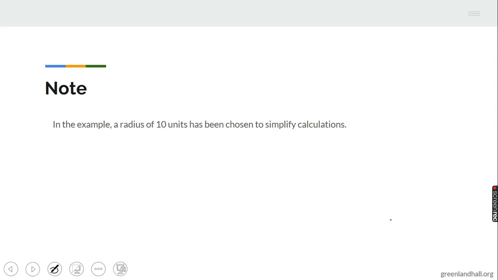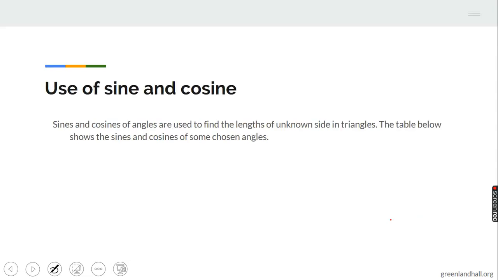Now, in the example, a radius of 10 units has been chosen to simplify calculations. So, in everything that you'll be doing, just pick 10 units, which is 10 centimeters, as your radius. It makes your calculation so easy and simple. Okay? That is good. Now, let's go to what we have next.